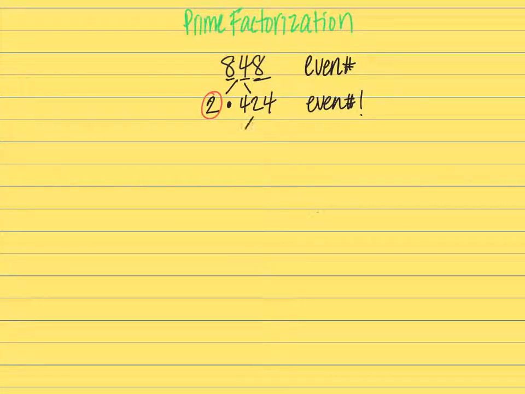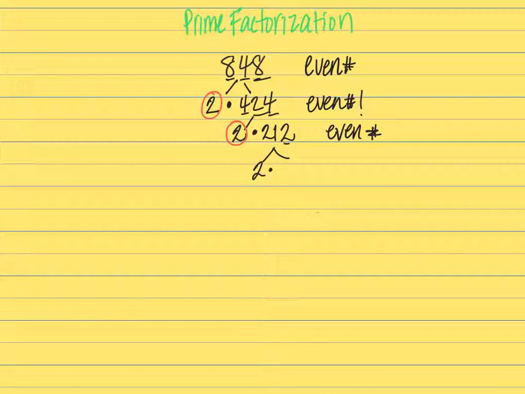So again, we can break it down into 2 times, and half of 4 is 2, half of 2 is 1, half of 4 is 2. And 2 is a prime number, so we're going to circle that. We look at 212, and it's an even number again because there's a 2 in the ones place. It's an even number. So we can break that down into 2 times.